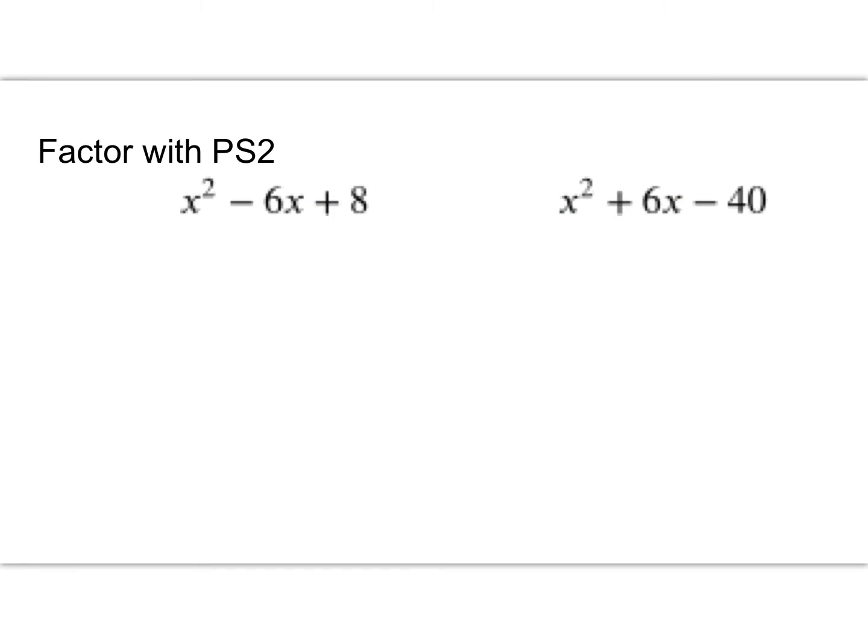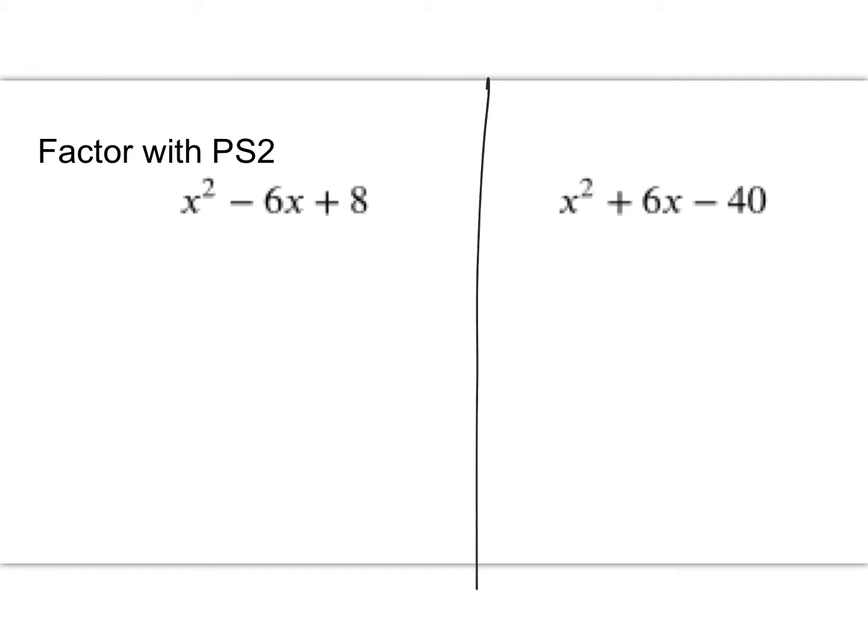All right, now the next thing we do is factor using what I call PS2. We're going to start with the one on the left. PS2 works when we have nothing in front of x squared. So, in English, there's a 1 hiding there. We only do this when there's an x squared there.